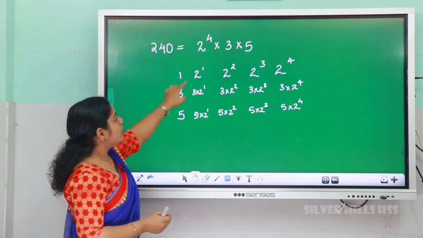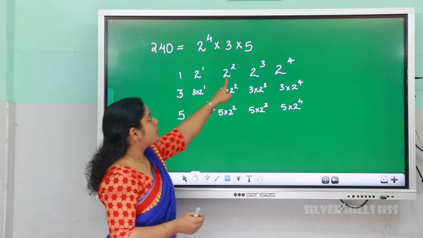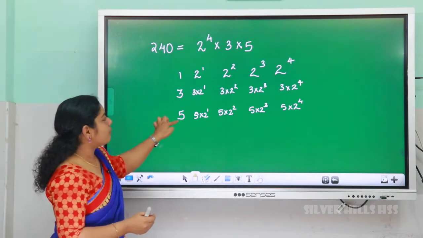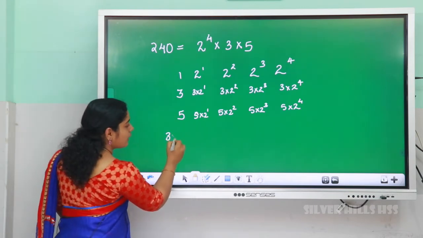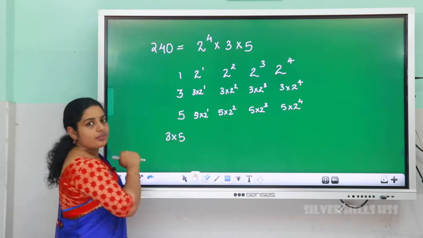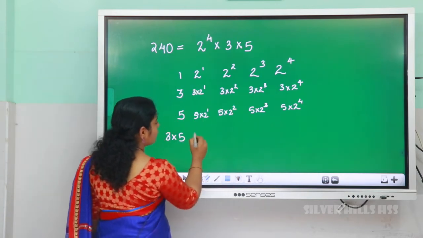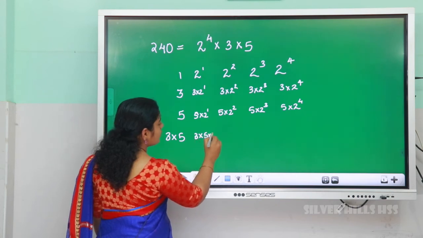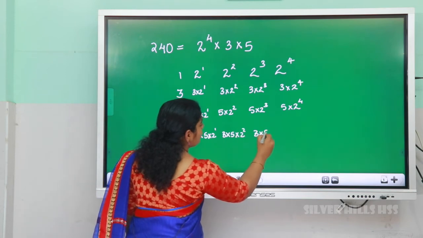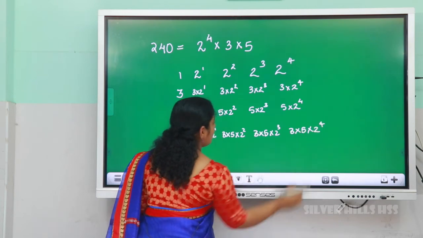Okay. So if 2 is a factor and 3 is a factor, 3 into 2 will be a factor. And 2 square is a factor means 3 into 2 square also will be a factor. Now 3 and 5 are the factors means 3 into 5 also will be a factor of 240. Okay. So we have to write 3 into 5 also, and 3 into 5 we should multiply with all the powers of 2. So 3 into 5 into 2 raised to 1, 3 into 5 into 2 raised to 2, 3 into 5 into 2 raised to 3, 3 into 5 into 2 raised to 4.